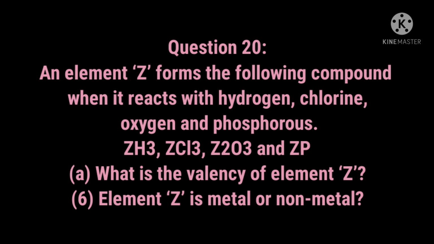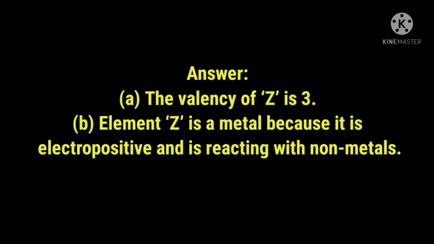Similarly, if an element Z forms the following compounds, what will be the valency? The valency you can make out, whether the element will be metal or non-metal. So how do we find out? The valency we can find out by seeing the formula. If it is ZH3, ZCl3, I can find out it is 3, and if it is 3, that means the elements with 1, 2 or 3 electrons in the outermost shell are metals.